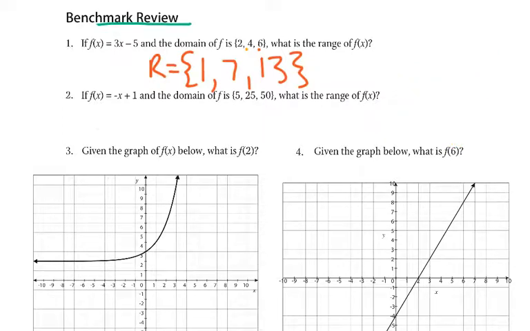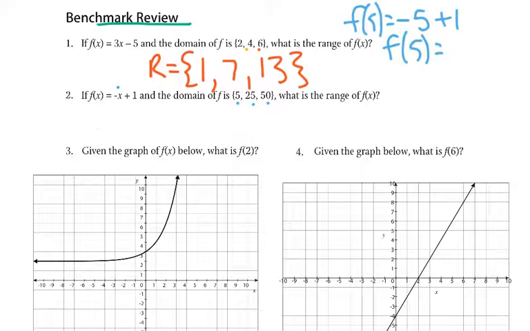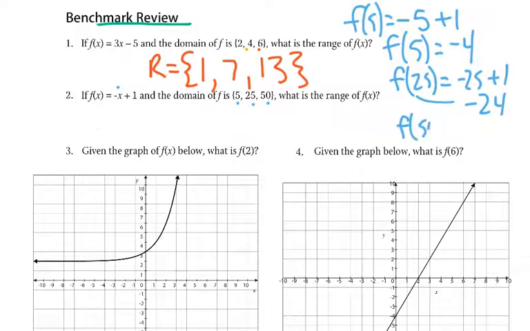So number 2. Now if f of x equals negative x plus 1 and the domain is 5, 25, and 50, we do the same thing for the range. Now that negative goes outside of it. Okay, so we get f of 5 equals negative 5 plus 1. So f of 5 would equal negative 4. And if we did it for f of 25, that would be a negative 25 plus 1, so negative 24. So f of 25, and then f of 50, you can probably guess this one, negative 50 plus 1, so negative 49.